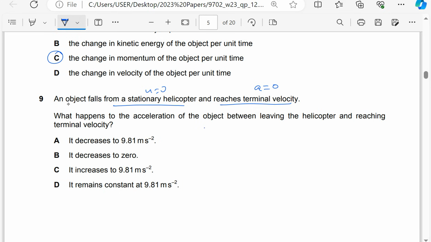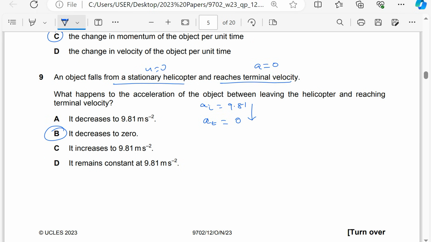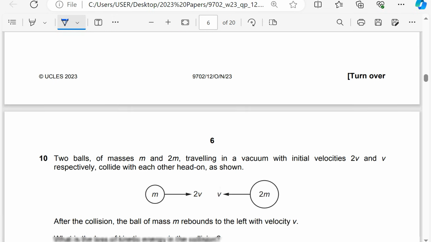So it means initially, acceleration is going to be g, which is 9.81. Air resistance is not negligible, but initial acceleration is 9.81. Then acceleration at terminal velocity is 0. So what has happened? It has just decreased from 9.81 to 0. So the answer is going to be B. I remember at terminal velocity, when speed becomes constant, the acceleration becomes 0. So it decreases to 0.